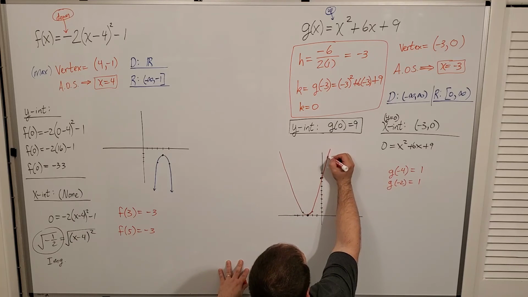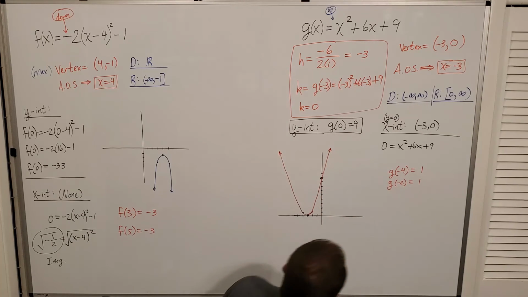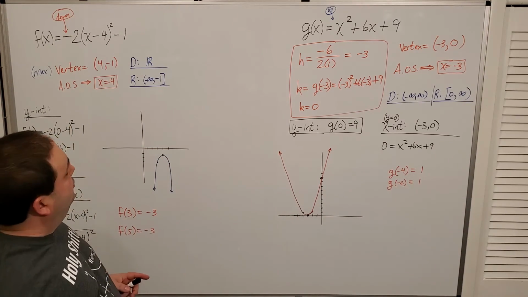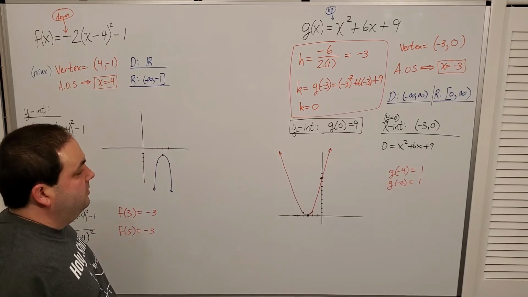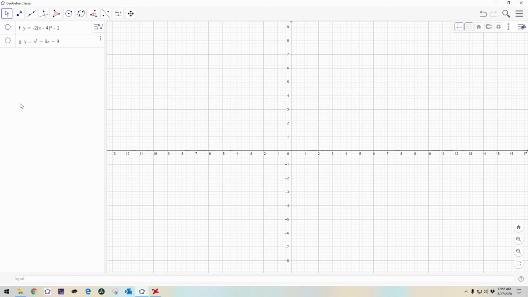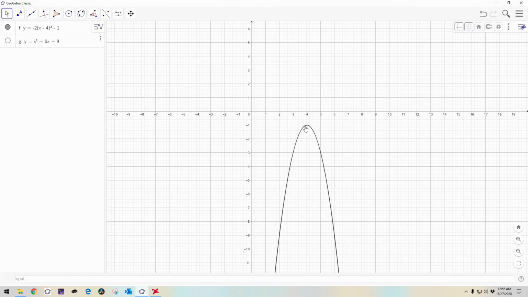Like that. Okay? So this is the kind of analysis that you're going to need to do on one of these functions. Okay, let's see what we can pull up on here. We've got the first function, -2x minus 4 quantity squared minus 1, and it's of course the parabola that we were talking about there. Notice the vertex is at 4, -1. And we have points at 3, -3 and 5, -3.